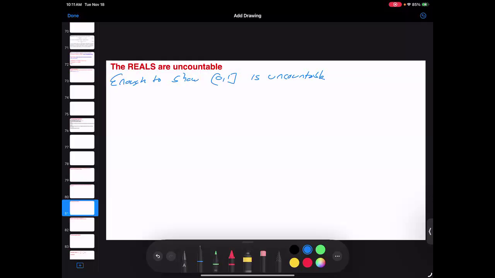So given any x in [0,1], we can write x, and we can either do things in binary or in decimal. You have to be a little bit careful. Let's write it in binary. So it's going to be dot x1, x2, x3, x4, dot, dot, dot. Each xi is in {0,1}.